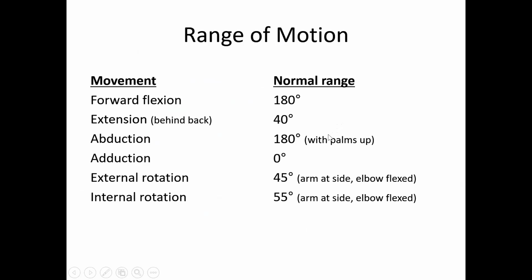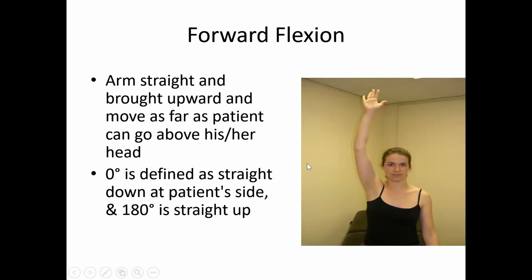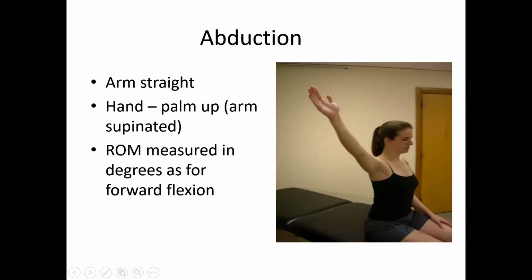These are the normal range of motion. This is the assessment of the forward flexion. The arm will be straight and brought upward and moves as far as the patient can go above his or her head. 0 degree is defined as straight down, or it is considered as the neutral position, at the patient's side, and 180 is straight up. The abduction, the arm will be straight, hand palm up, supinated, range measured in degrees as with the forward flexion.